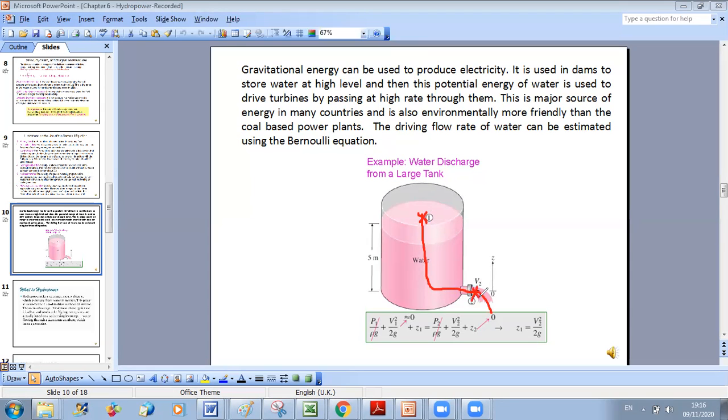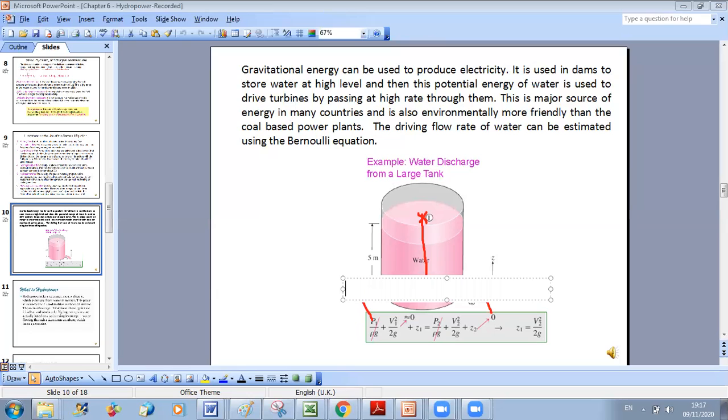Okay, so now if I apply Bernoulli, it will tell me that P1 over rho g plus V1 square over 2g plus Z1 equals P2 over rho g plus V2 square over 2g plus Z2. Okay, now let us do analysis of the terms one by one. First, my tank is open to the atmosphere, so pressure at point 1 is equal to atmospheric pressure. So P1 is PA.